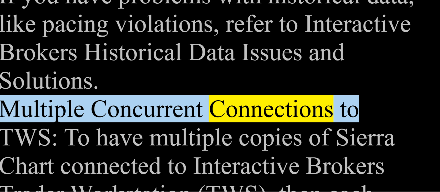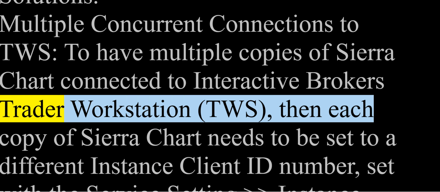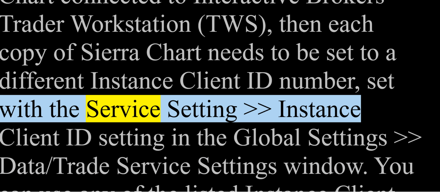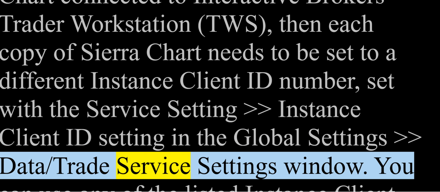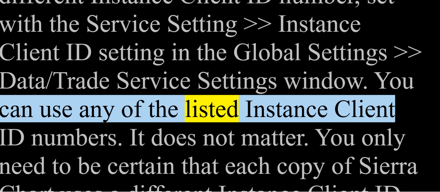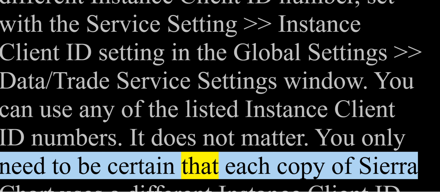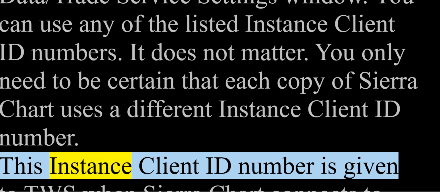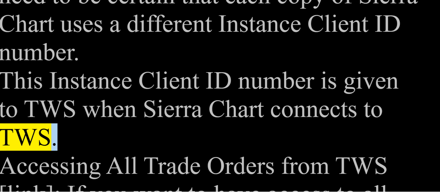Multiple concurrent connections to TWS. To have multiple copies of Sierra Chart connected to Interactive Brokers Trader Workstation, TWS, each copy of Sierra Chart needs to be set to a different instance client ID number, set with the Service Setting, Instance Client ID setting in the Global Settings, Data/Trade Service Settings window. You can use any of the listed instance client ID numbers. It does not matter. You only need to be certain that each copy of Sierra Chart uses a different instance client ID number. This instance client ID number is given to TWS when Sierra Chart connects to TWS.